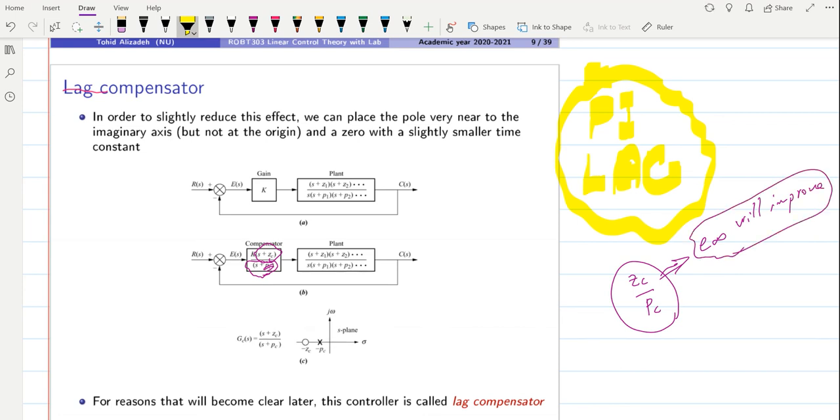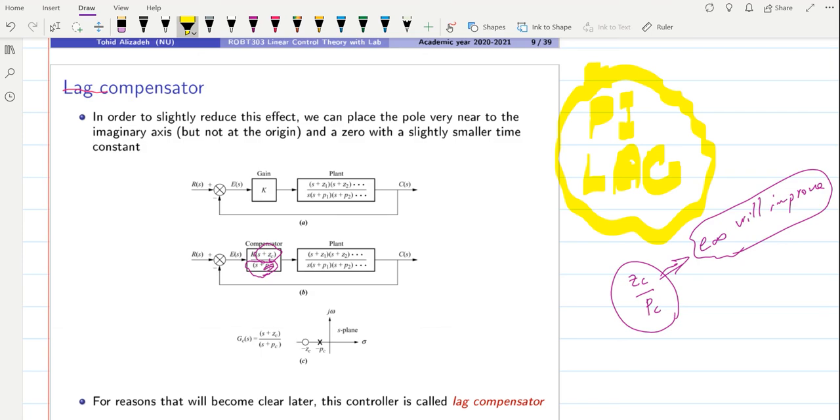With the lag, we are not increasing the type of the system, so the amount of the improvement that you get in terms of the steady state error will not be the same as using a PI, because with PI the error will become zero, as we had for the previous example in the case of type 0 system, but with lag it will not become zero. It might become quite small but not zero.